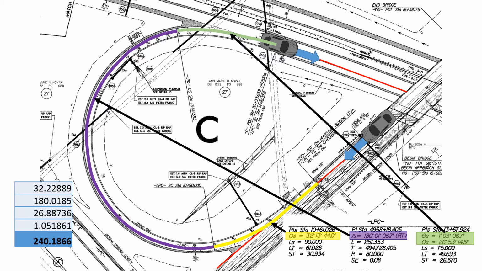And if we add those four components together, we're going to come up with a total heading change of 240.1866 degrees. So walking through each component, that first component changes our heading approximately 32 degrees. The next component adds another 180 degrees. And our last component there is approximately 28 degrees total, adding those two angles together.